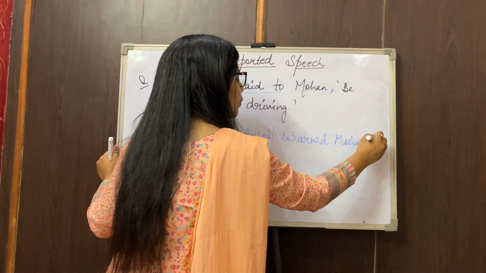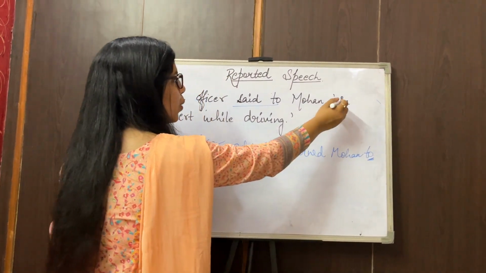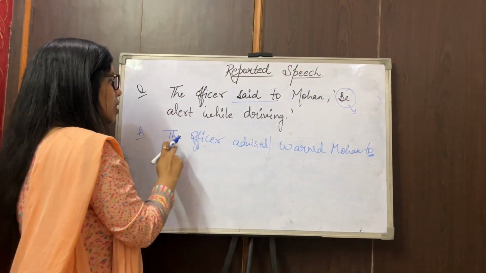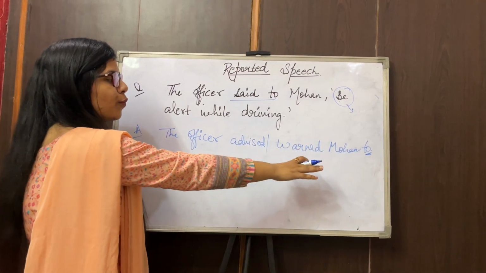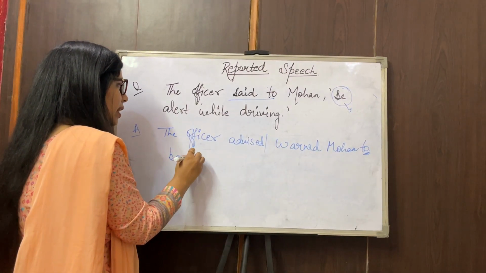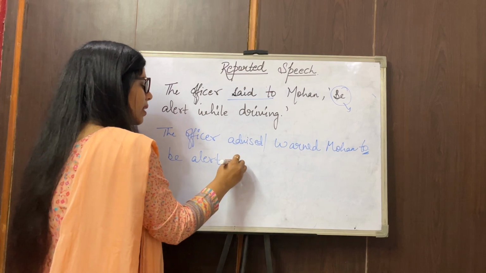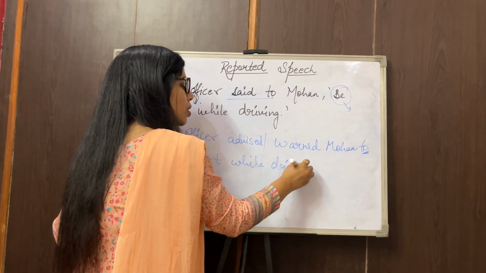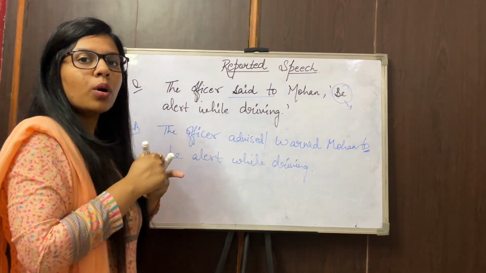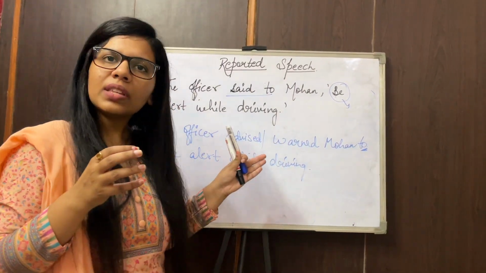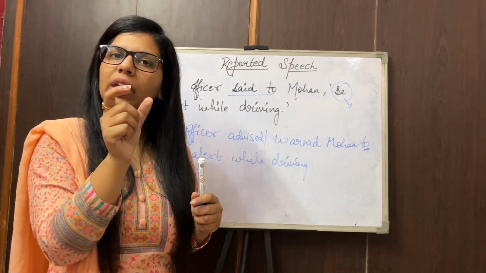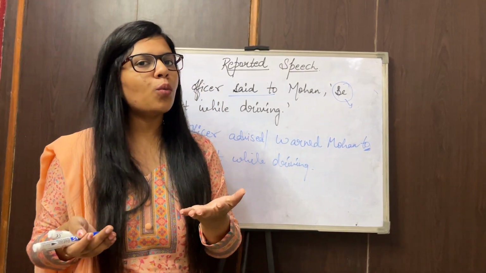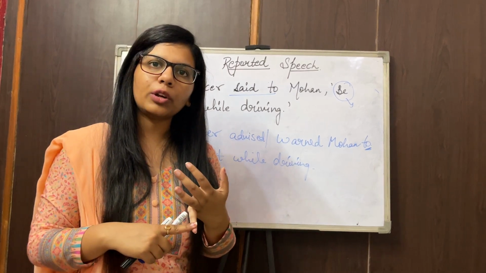Inverted commas removed. To. So what will be right? यहीं से हम start हो जाएंगे. Be is also a verb. So the officer advised or warned Mohan to be alert while driving. Alright. So this is it. It's a very simple concept. You have to take care of the verbs that "said to" needs to be replaced with. If there is the word please, obviously you will use the word requested.